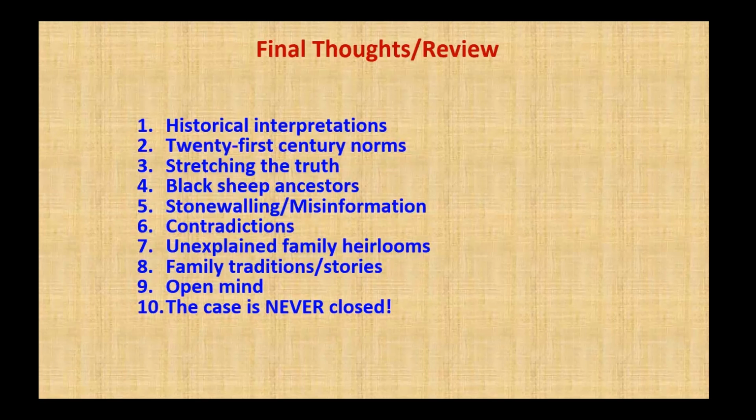Number five, stonewallers, deliberate deceptions are going to happen, and there are some people that are so determined to try to hide the past that they will go to great lengths to feed you with misinformation. Number six, you might as well accept the fact that you are going to find contradictions in records. You need to remember that historically, when people were on the frontier going back in time, the main thing that they were concerned with was survival. They didn't always know the facts, and sometimes the facts would change over time.